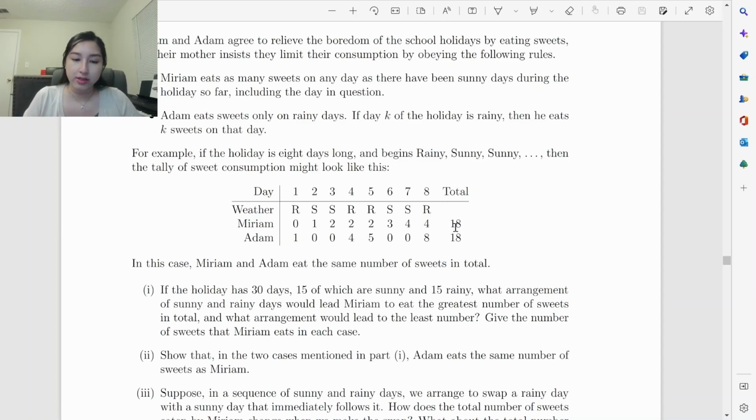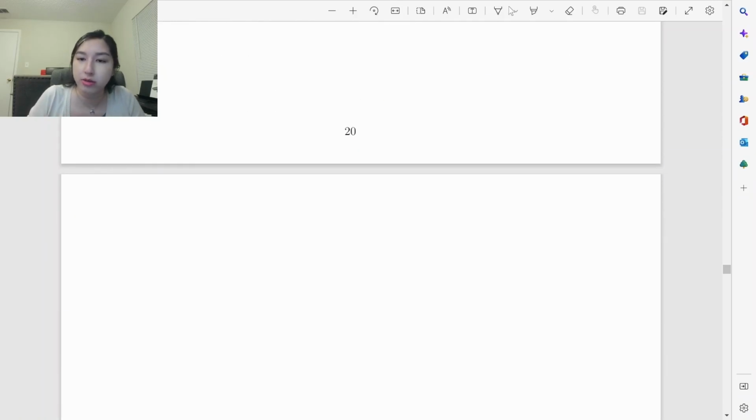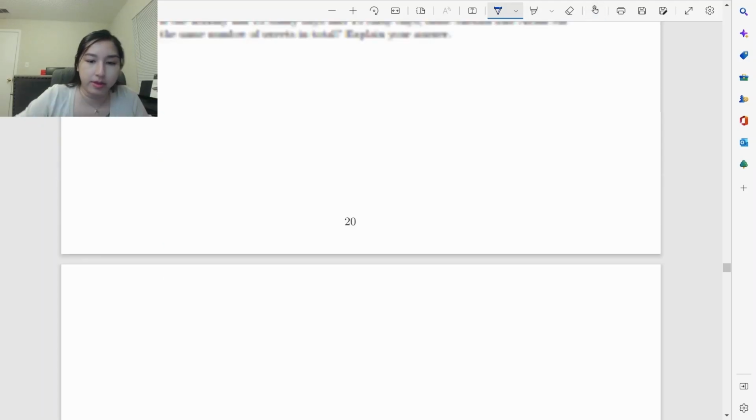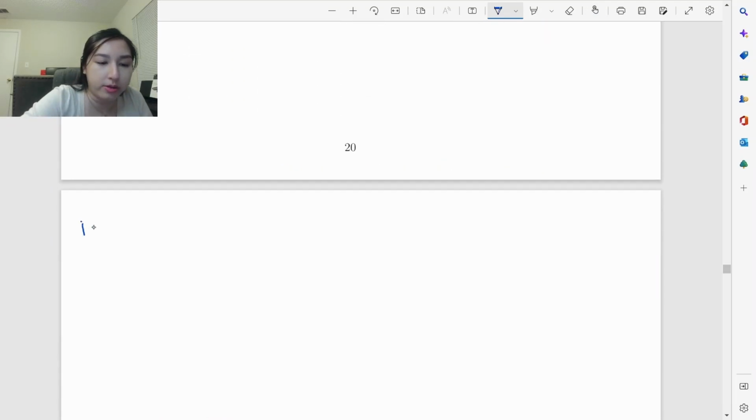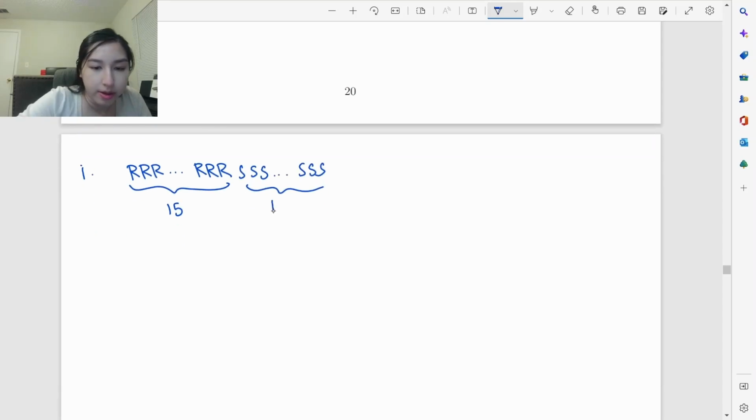Alright, so if the holiday has 30 days, 15 of which are sunny, 15 are rainy, which would lead Miriam to eat the greatest number of sweets in total, and which the least? Well, if Miriam can only eat in ascending order, you probably want more zeros at the front and then counting at the back. So probably rainy, rainy, rainy, then sunny, sunny, sunny, and then flip the other way for the most. So let me put it down there so you can work that out. If she has rainy for 15 days in a row, and then sunny for another 15 days, that would be 0 plus 0.